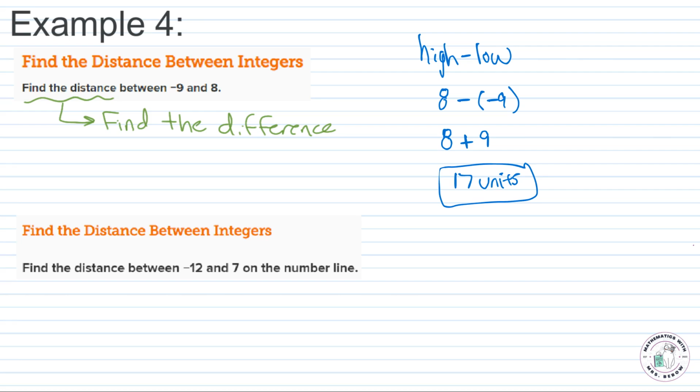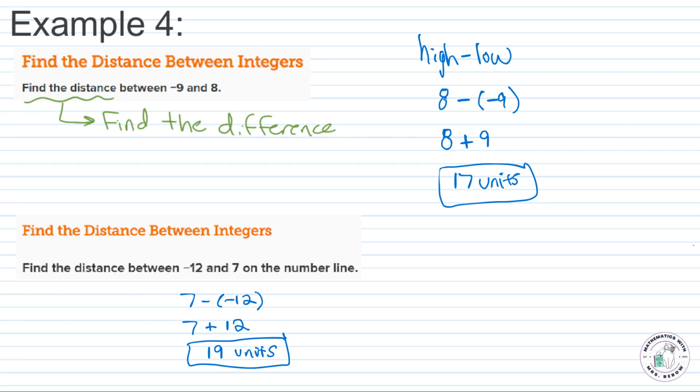So for the second one, we're going to do the same idea. Find the distance between -12 and 7 on the number line. So we're just going to find the difference between these two values, and we're just going to do the high value minus the low value. So that's going to look like the following: 7 minus -12. So we're going to keep 7, change the subtraction to addition, and then change -12 into its opposite, which would be +12. So 7 plus 12 is going to be 19. So our answer for this is going to be 19 units.